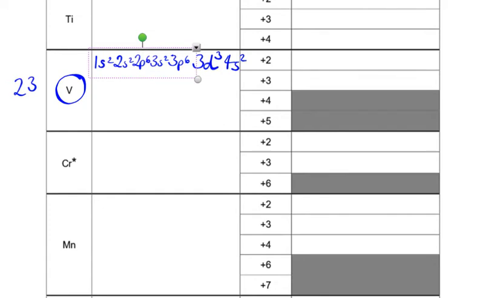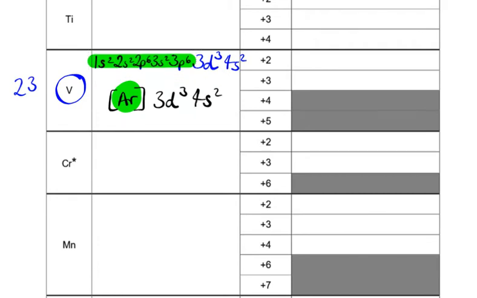Here we're asked to think about the shorthand version as well. So we go back to the previous inert gas core, which for vanadium will go back to argon. Argon had 18 electrons, so that's the electron configuration for argon. So everything I've just highlighted in green there is the same as argon, so we put that in square brackets, and so the shorthand for vanadium is simply argon in square brackets, 3d3 4s2.